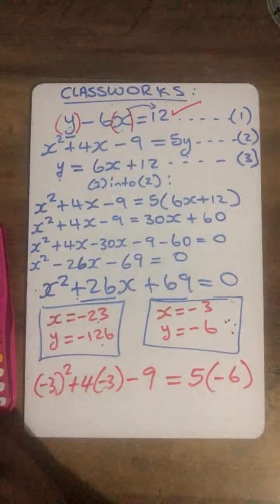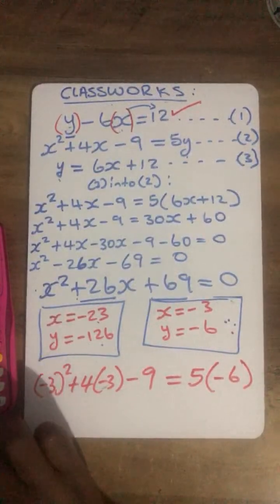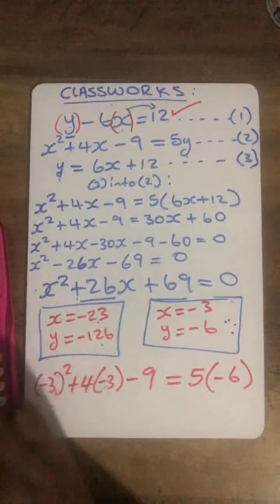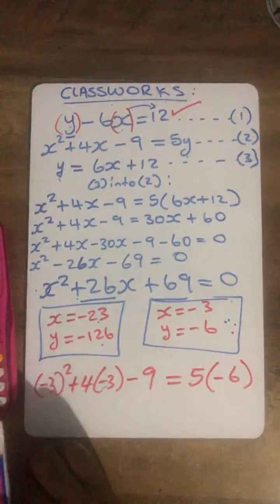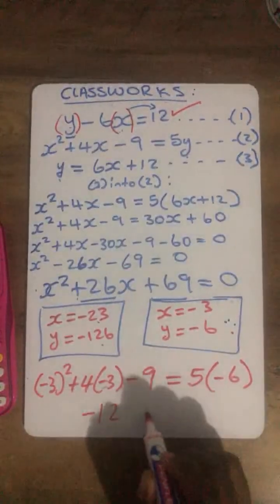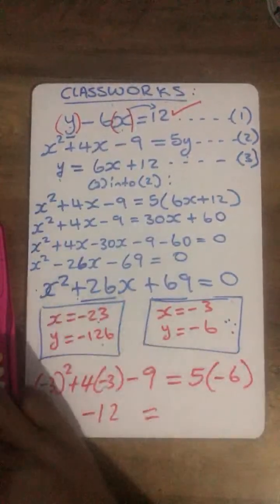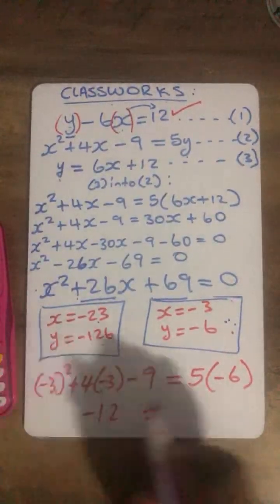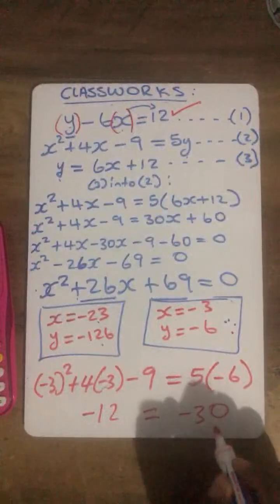Negative 3, you close, and then you say squared. And then you say plus 4 into negative 3. And then you say minus 9. It gives negative 12 on this side. So let us see when you punch that. You say 5 into negative 6. Can you see? It gives negative 30.